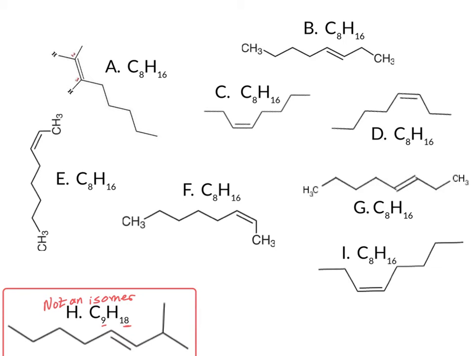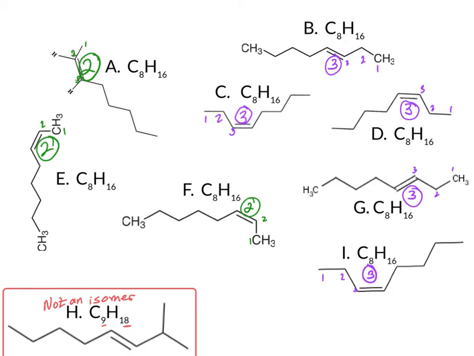In this case, we don't see anything on position 1, so none of these are position 1, so these will be either position 2 or position 3. And in this case, we should say that A, E, and F are on position 2, and the rest of them are on position 3. So now we know that anything with A, E, and F is going to be a positional isomer to the rest of them, except for H.